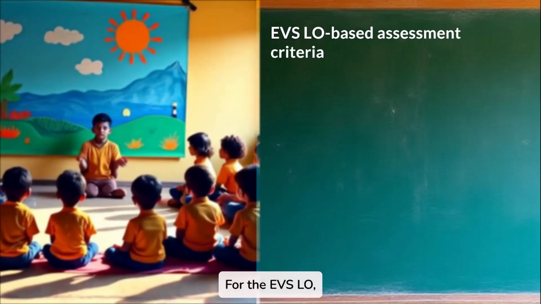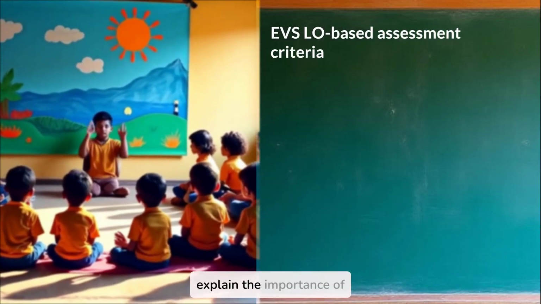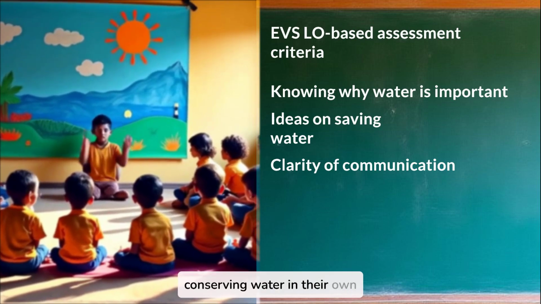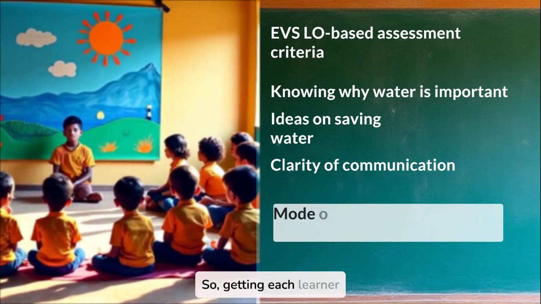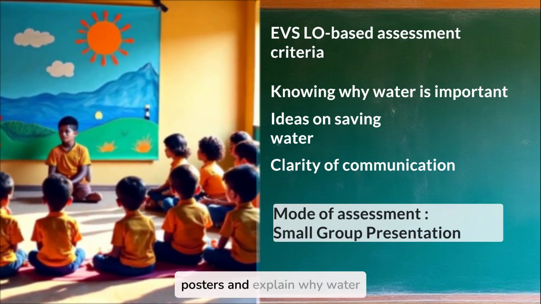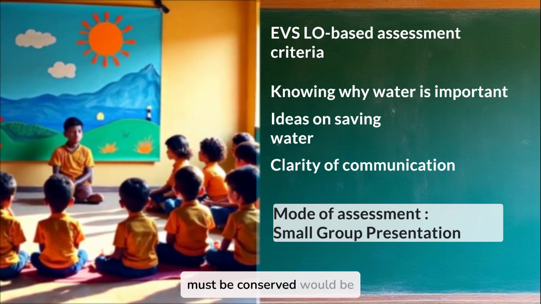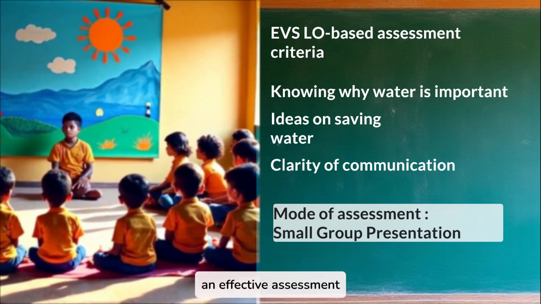For the EVS LO, checking whether students can explain the importance of conserving water in their own words would provide evidence of learning. So getting each learner group to present their posters and explain why water must be conserved would be an effective assessment strategy.